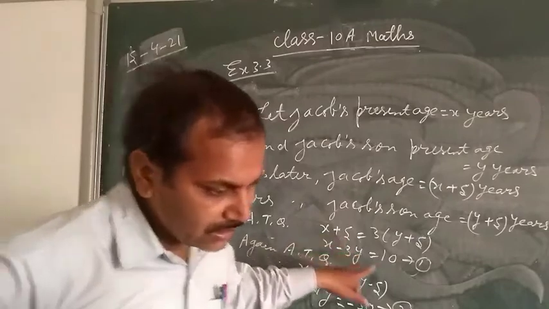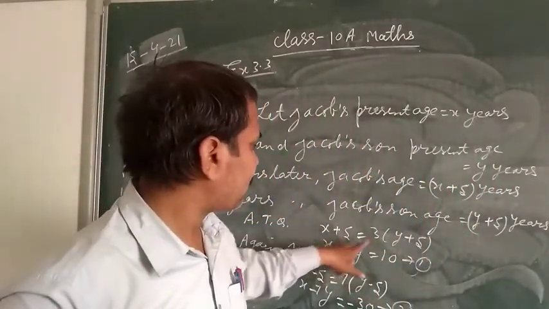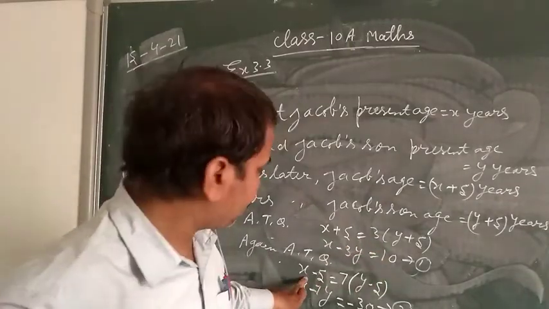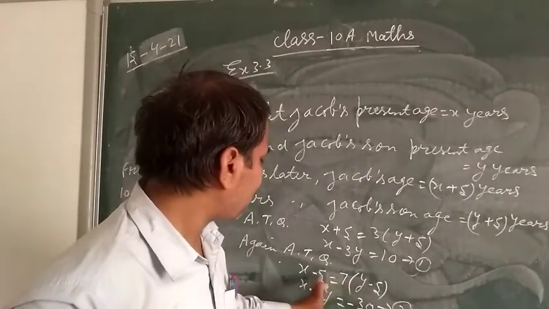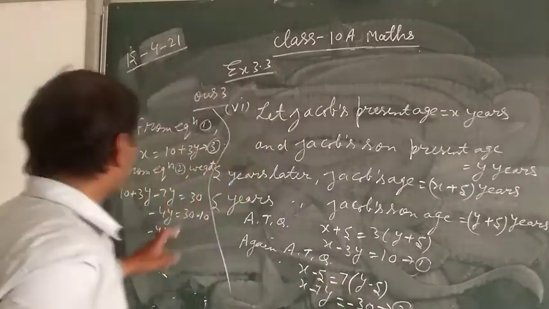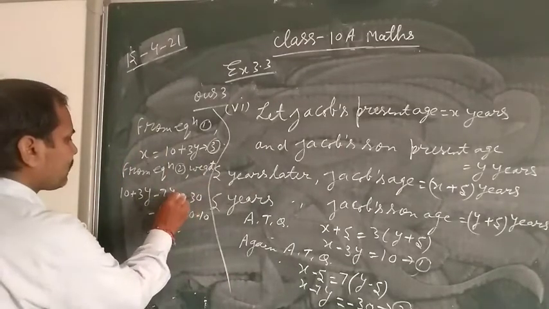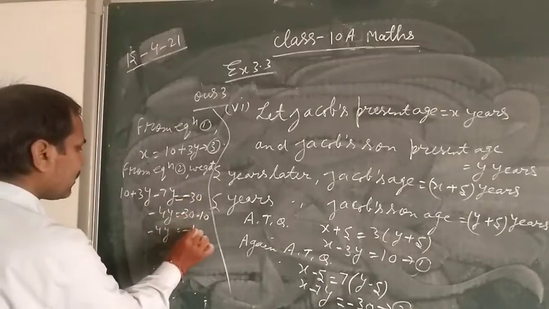5 years later, 3 times. Okay. So x minus 3y is 15 minus 5, 10. And here 5 years before. So x minus 7y is minus 35 plus 5, so minus 30. Sorry, here minus 30. Okay. This is minus 30.